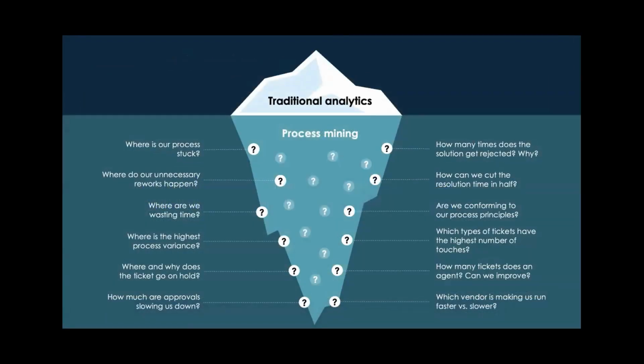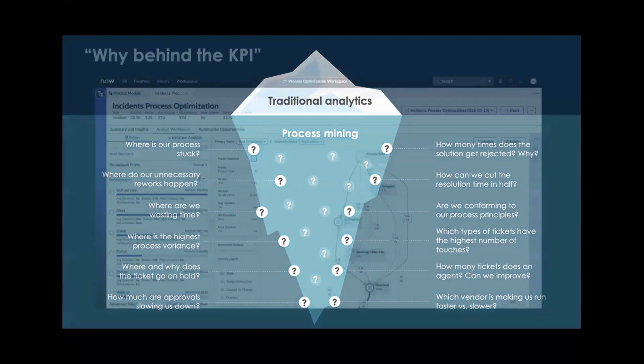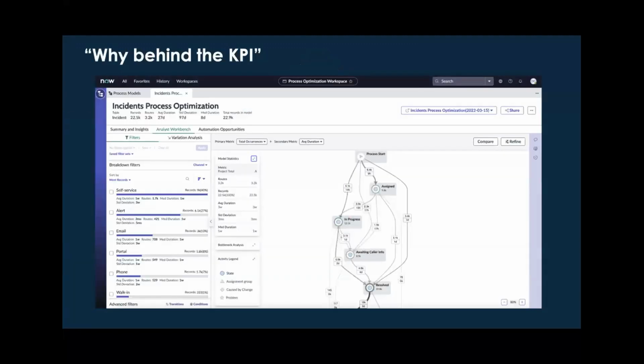But also from this iceberg, we have the downside of that. We have the traditional analytics, but sometimes we also want to know what is really happening. What is the why behind the KPI? And for that, there are questions that traditional analytics can't answer. So, for example, where's our process stuck? So where's the problem? Or where does our unnecessary rework happen? Or where are we wasting time in general? Where's the highest process variance? And other things that really help us to find out the why behind the KPI.